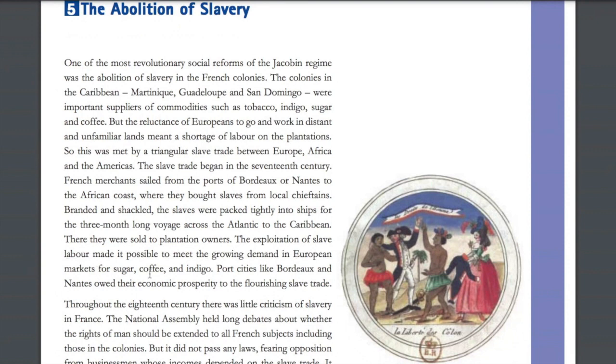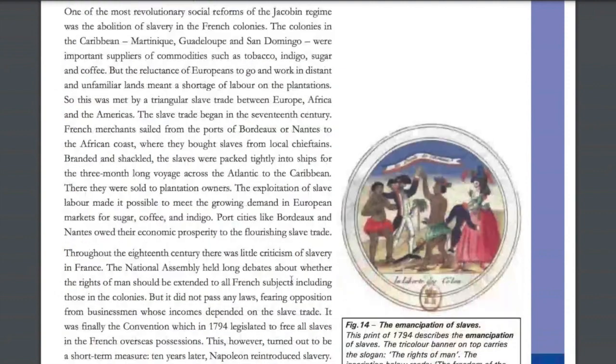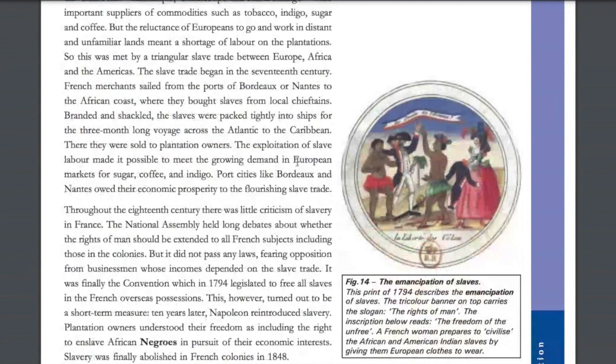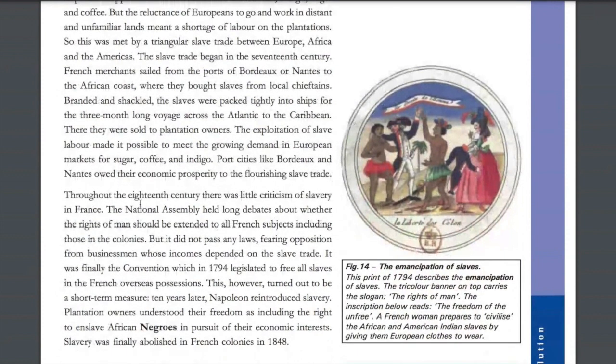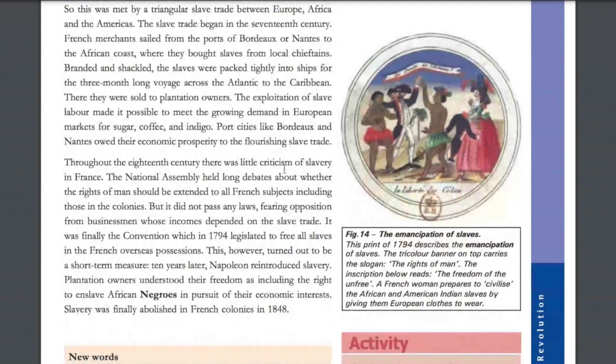The exploitation of slave labor made it possible to meet the growing demand in European markets for sugar, coffee, and indigo. Port cities like Bordeaux and Nantes owed their economic prosperity to the flourishing slave trade. So, Bordeaux and Nantes are two very important port cities which flourished only by slave trade.